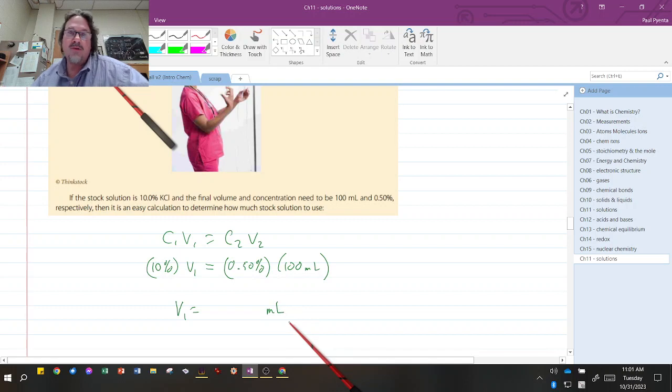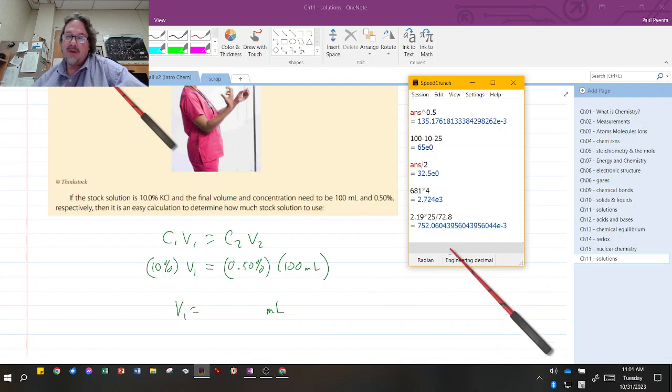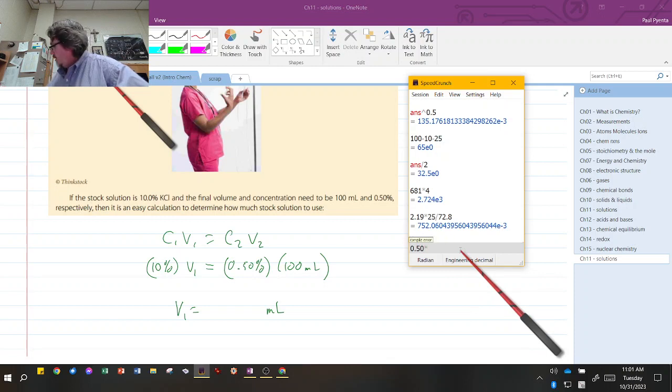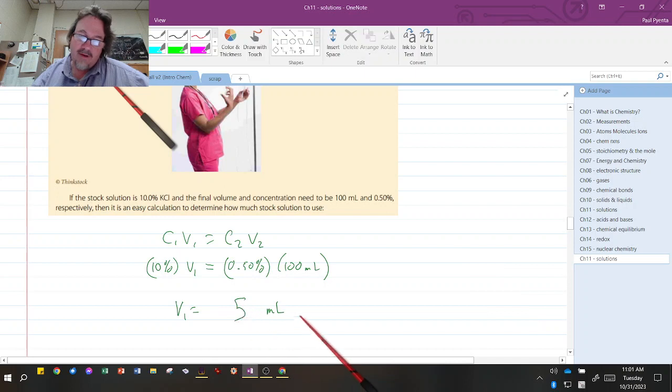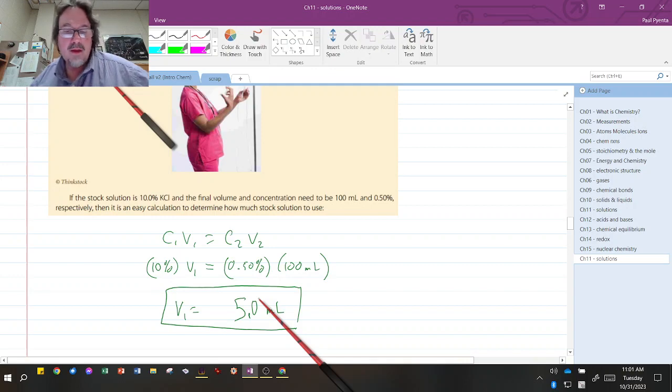In fact, I could write that unit in right now and pull up our calculator and punch those numbers through. So let's give that a try, solving for V1. So I've got 0.50 times 100 and then divided by 10. And so the answer there is 5 milliliters. I guess with significant digits I should put 5.0.